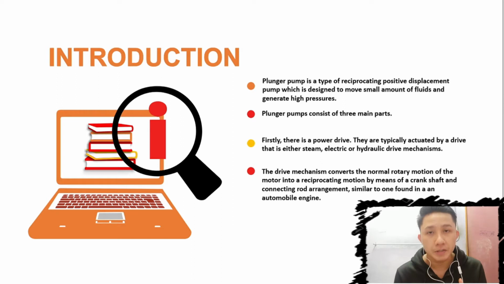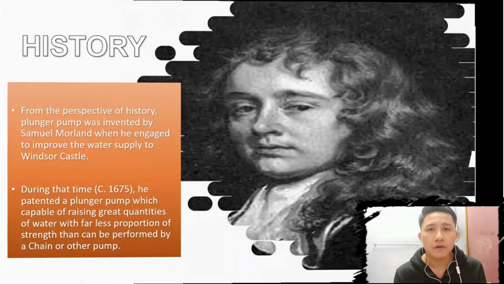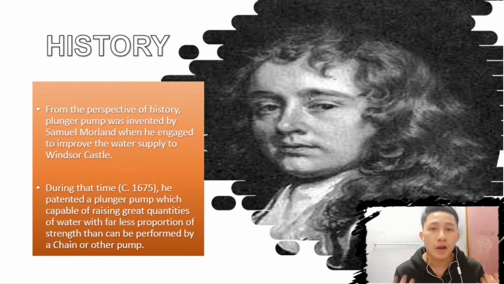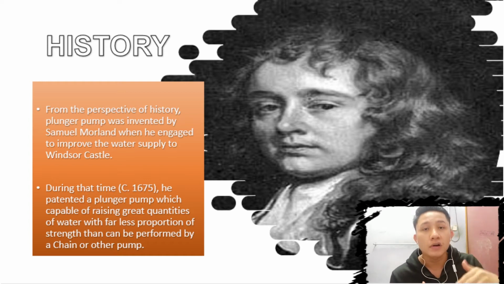connecting rod arrangement. From the perspective of history, plunger pump was invented by Samuel Morland when he engaged to improve the water supply to the Windsor Castle. During that time, he patented a plunger pump which is capable of raising great quantities of water with far less proportion of strength than can be performed by chain or other pumps.